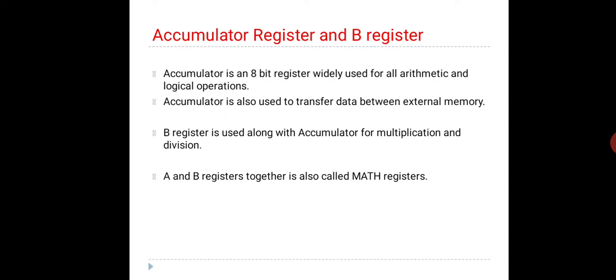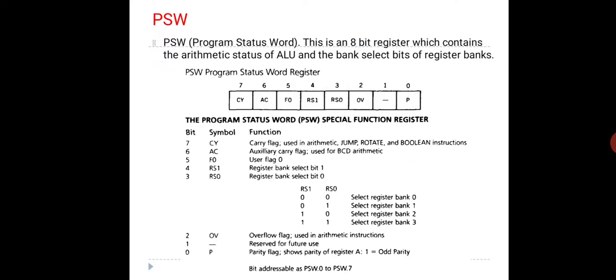Then we have register B. The B register is used along with the accumulator for multiplication and division. So register B is specially meant for these two operations along with the accumulator, that is, for multiplication and division. When it comes to multiplication or division in the microcontroller, registers A and B are utilized. That is why A and B registers together are also called math registers. So this is about the accumulator and register B.